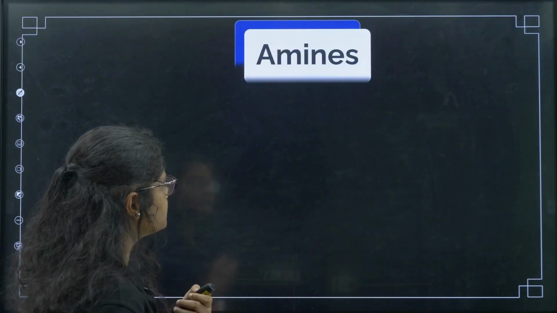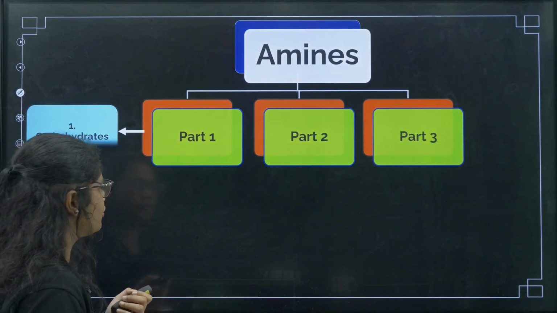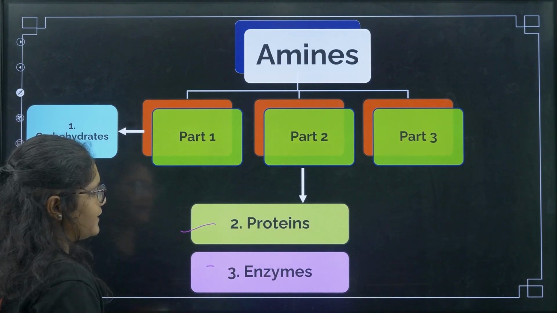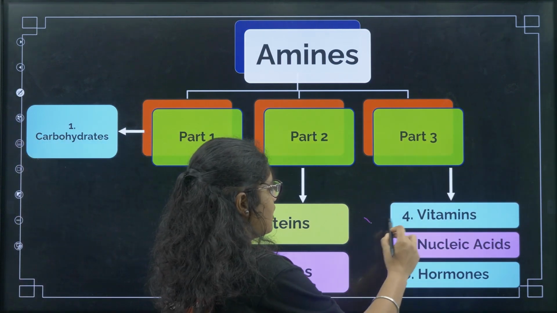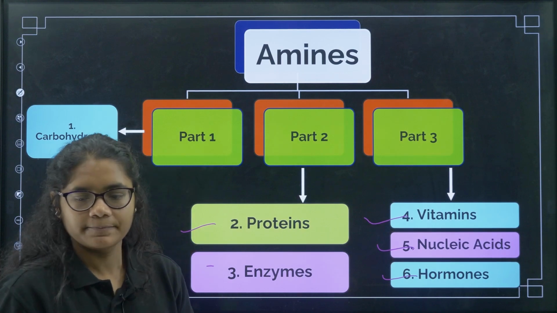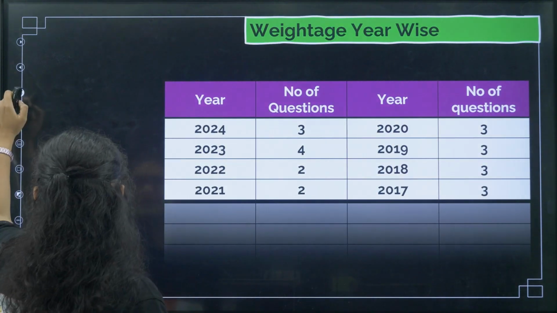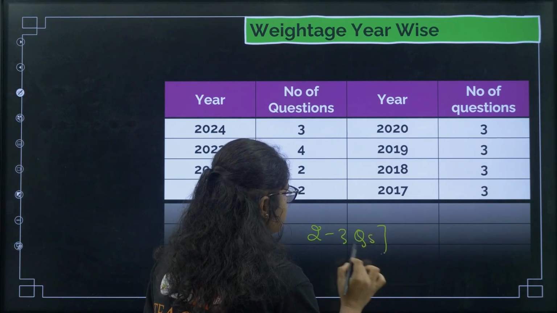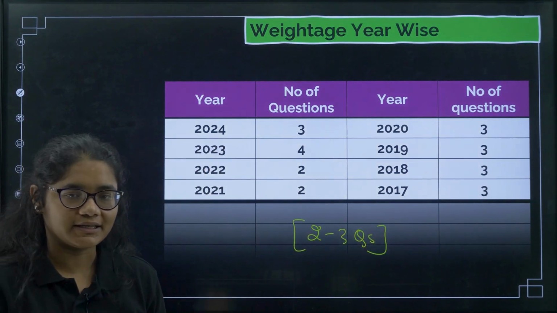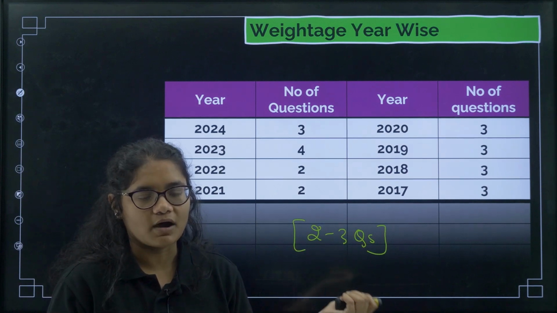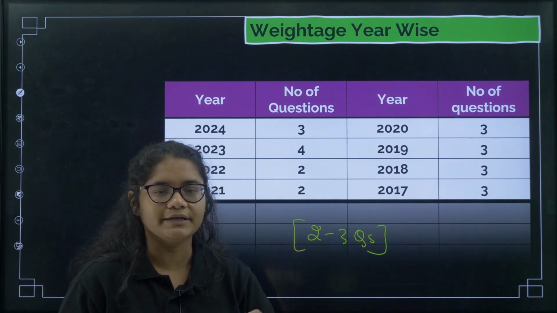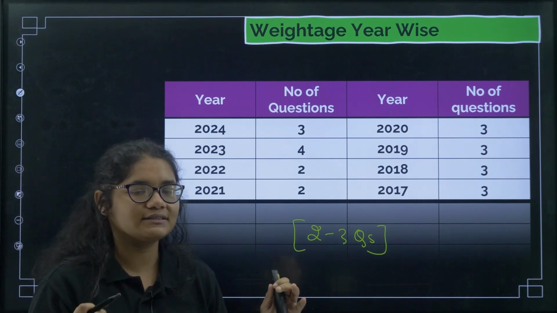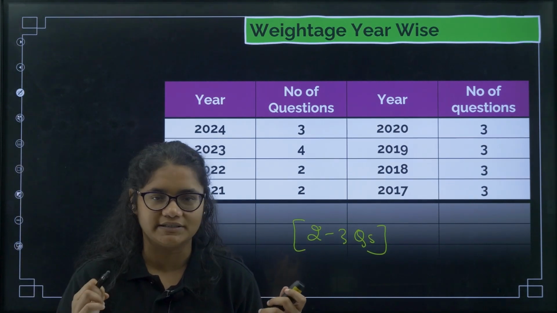So, as we are doing Biomolecules part 2 today, we'll be covering proteins and enzymes, and in the next class we'll be doing vitamins, nucleic acids and hormones. As I told you, you can easily expect 2 to 3 questions from this chapter, and it is very easy to score these 2 to 3 marks because you have to mug up some data. You just need to study, revise and learn this data and then directly apply it and solve the questions.